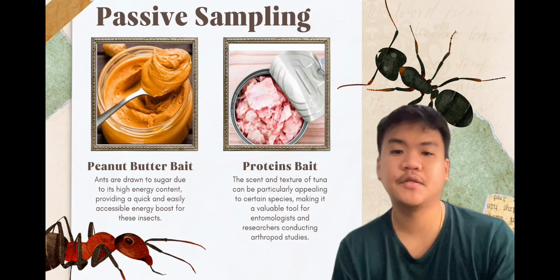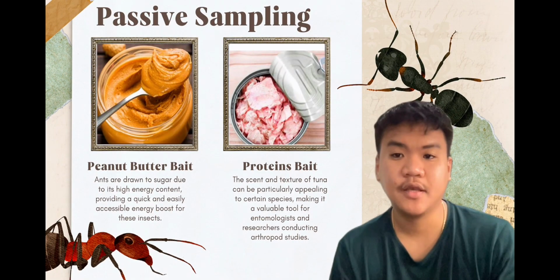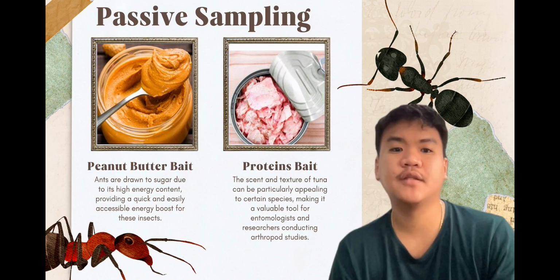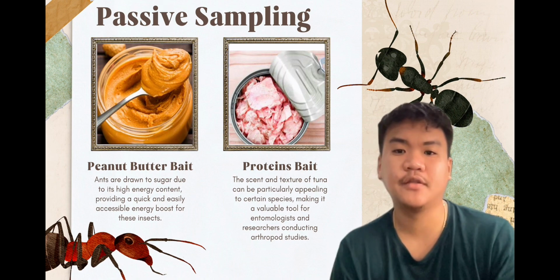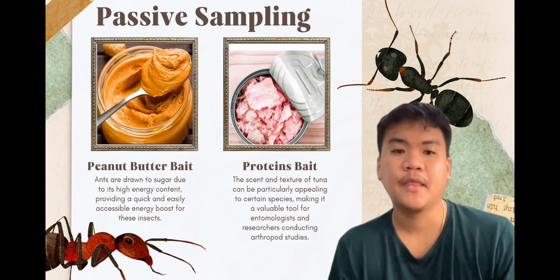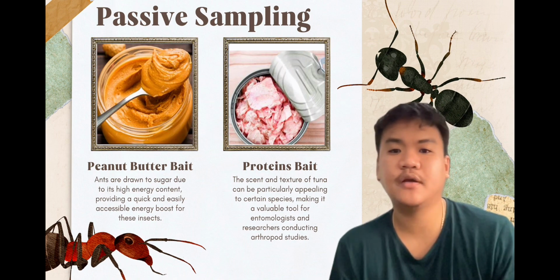Passive sampling relies on attracting arthropods using baits. Placing bait stations with materials like decaying fruits or sugar solution can draw in a diverse range of arthropods. So why does sugar attract ants? According to Smith 2020, ants are drawn to sugar due to its high energy content, providing a quick and easily accessible energy boost for these insects.